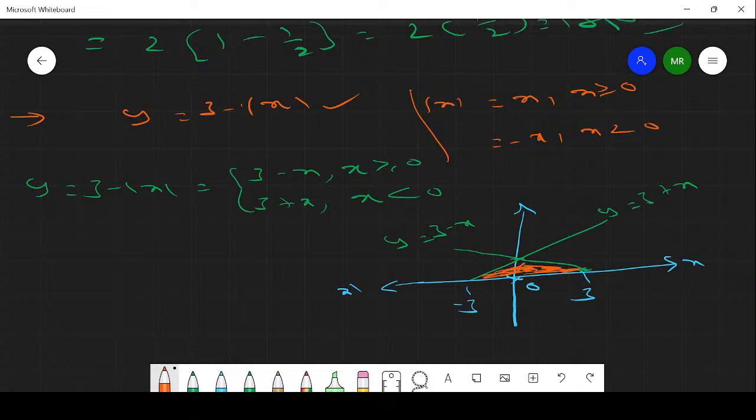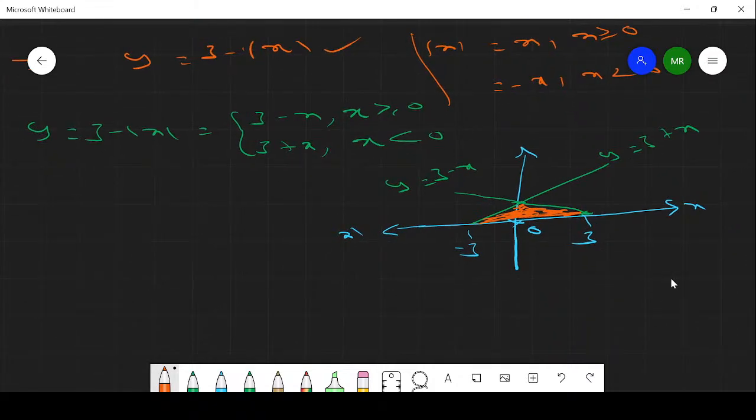Again, this is symmetric with respect to the y-axis. This is the required area, between minus 3 to 3. It is symmetric with respect to the y-axis. So I can write now, required area is equal to, the required area or shaded area.